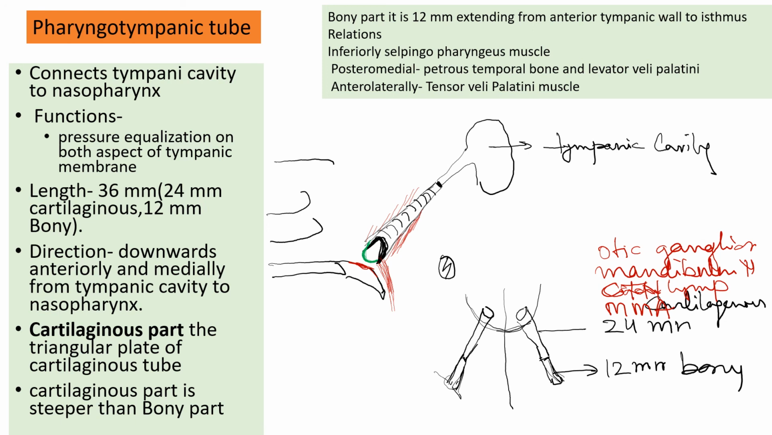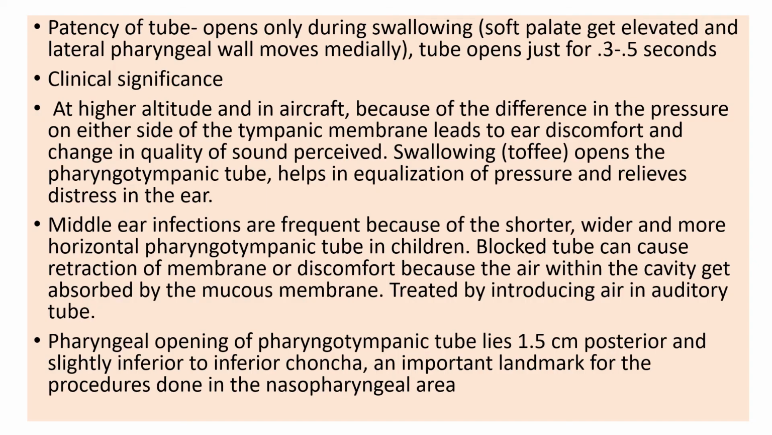The tube is supplied by the tubal branches from the ascending palatine artery and the ascending pharyngeal artery. So they will supply blood to the auditory tube, and the lymphatic drainage is into the deep cervical group of lymph nodes. Let's see what is the significance of having the auditory tube, what it does.